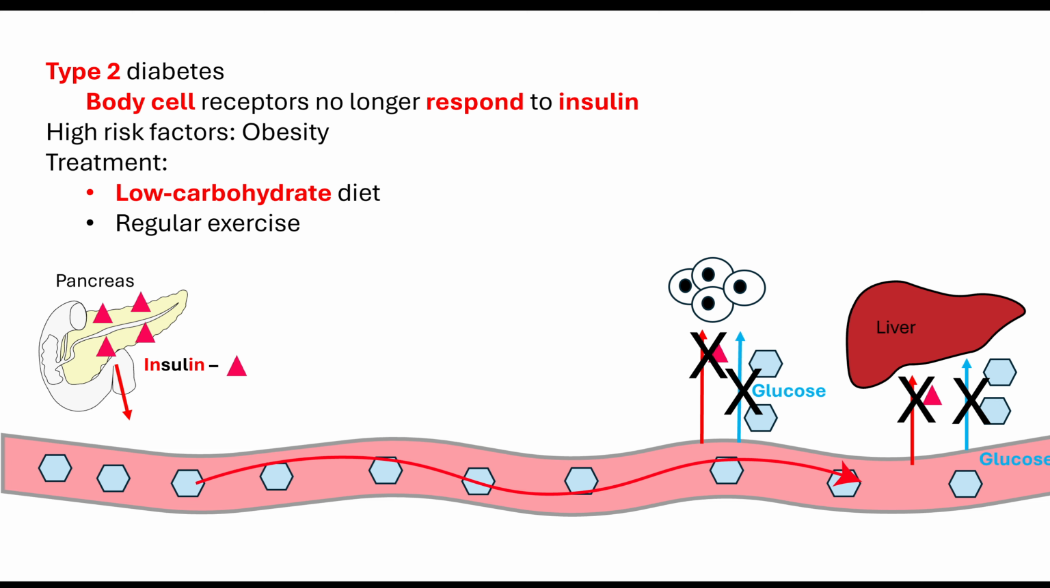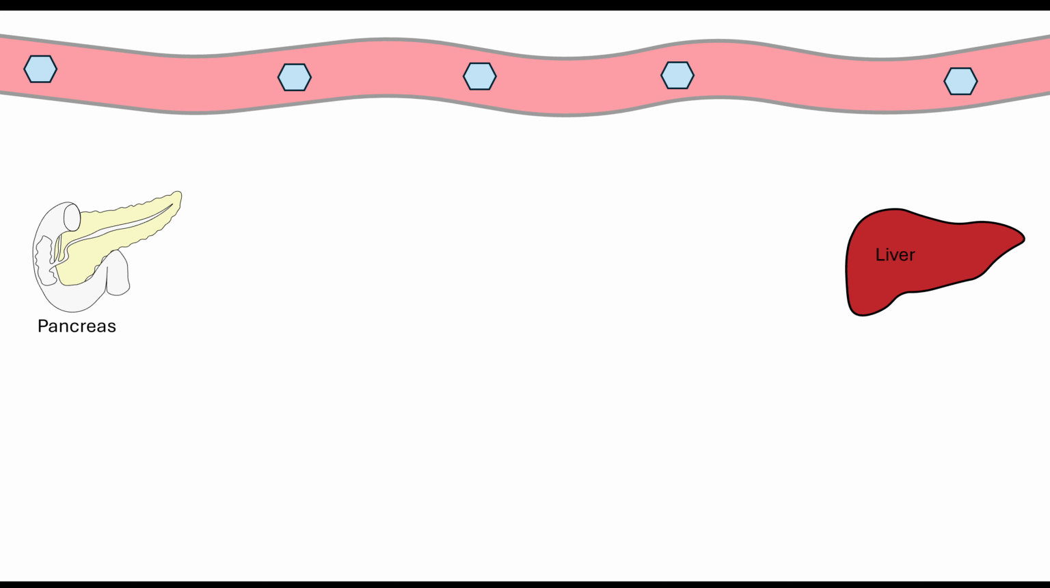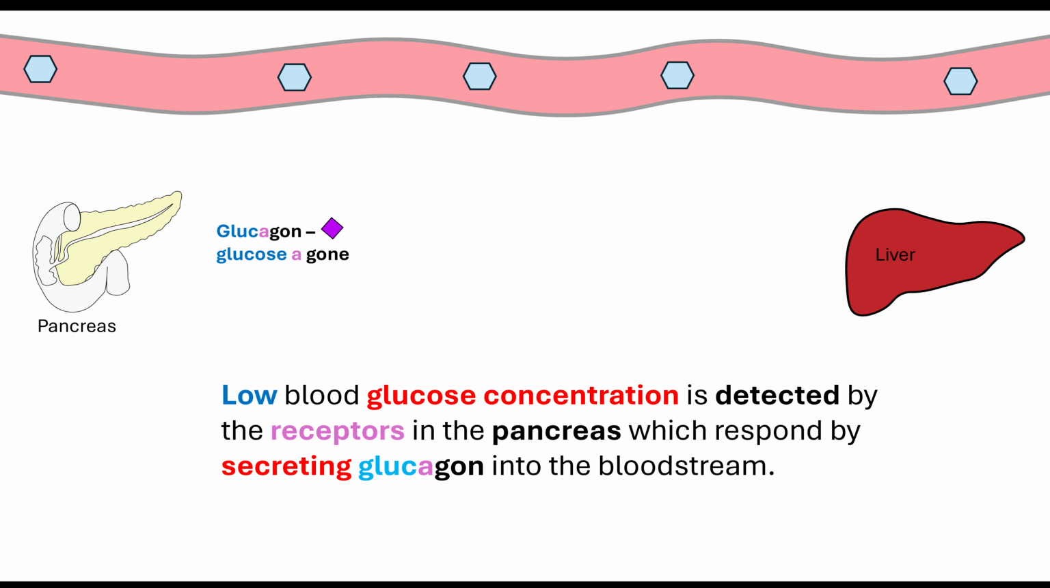Now, as a higher level student, you also need to know about what happens if your blood sugar levels get too low. This is where the pancreas will release a new hormone called glucagon. I like to think of it as glucose agon. The glucagon is released from the pancreas when the pancreas detects that the blood sugar levels are low. Again, it will be transported in the bloodstream, and when it gets to its target cells, which is the liver, it will be able to bind.